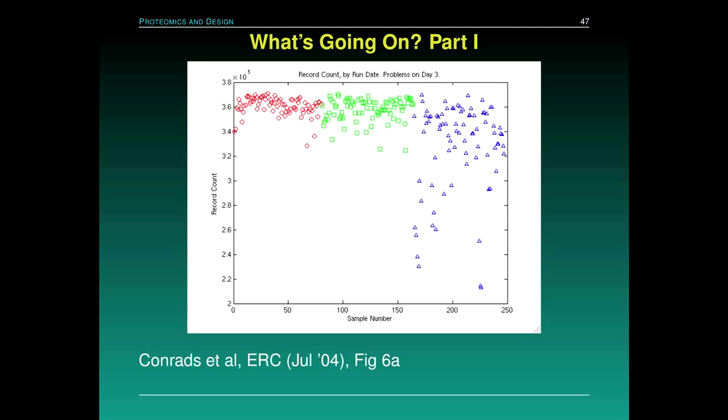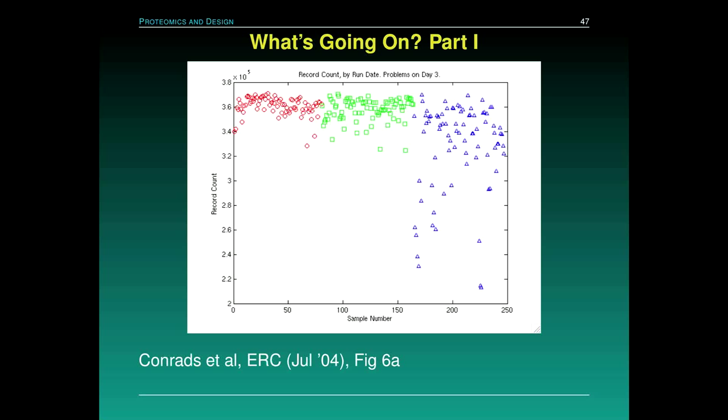This plot shows the quality scores for all of the spectra they acquired during this experiment. Now, these use different color-coded symbols. So the red dots are day one, the green squares are day two, and the blue triangles are day three. Does one of these 3 days look unlike the other two? See, part of the problem is that they were running these spectra on a machine that was in the process of breaking down, and which in fact did break down completely on day four, which is noted in the supplementary information.